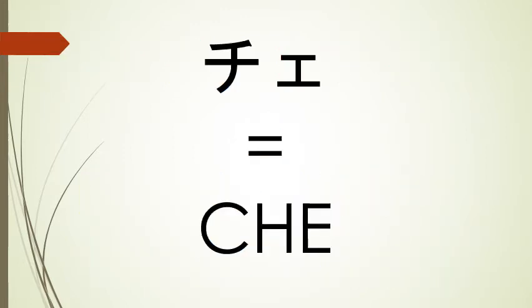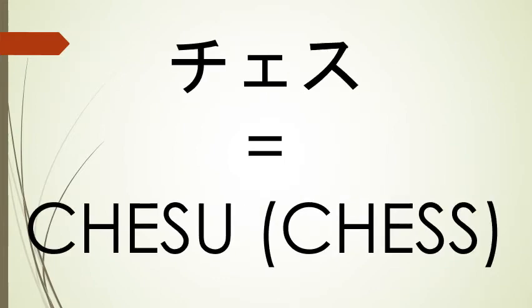If we combine chi and a small e, we get che. And this one is great because you can use it to write my name, Chezuri. But we are actually going to look at another word that uses this sound. One more time, that is che. If we combine chi, a small e, and su, we get chesu, which means chess.